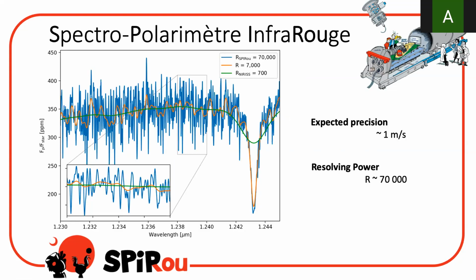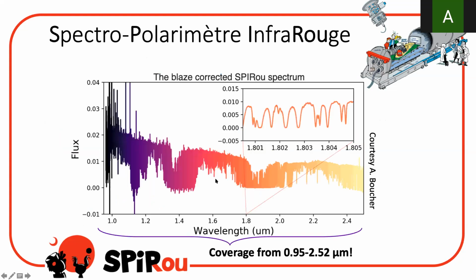And so this was a zoom on a tiny, tiny part, 0.9% of Spirou's bandpass. Now, if you look at the whole thing, it looks like that, so you're not able to see all the detail. And that's what makes Spirou a very unique instrument. It's the combination of the large coverage from 0.95 to 2.52 microns, and its very high resolution. So with a single exposure, you get all of this.